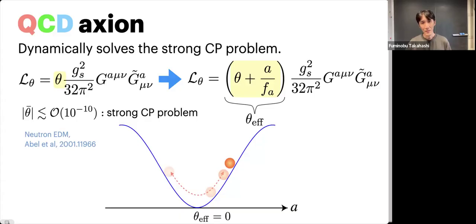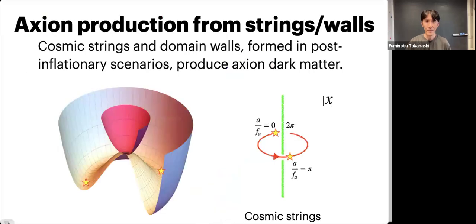But associated with this U(1) breaking after inflation, cosmic strings are formed. And a cosmic string is a line-like object, here shown by this green line. And in real space, if you go around the cosmic string like this, then in the internal space, or in the field space, the axion field changes by 2 pi as you go around the circle at the bottom of the potential minimum.